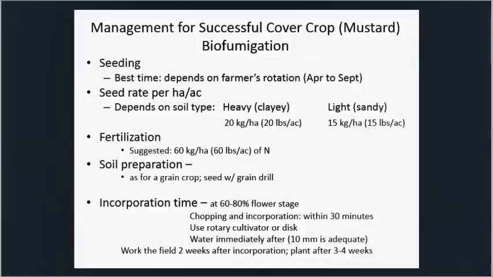What's the best time to seed? Anytime between April and September, depending on the rotation. Are you a field crop grower, vegetable grower, whatever your system is like, you can always incorporate this mustard at any one time. Seed rate per hectare or per acre is given in both. If you have a heavy soil, you overseed. If it's light soil like sandy soil, then you plant less. You add some fertilizer, because even cover crops are crops that you need to grow and thrive with vigor. And then the soil preparation, as you would any other. Sometimes you don't have to do it.